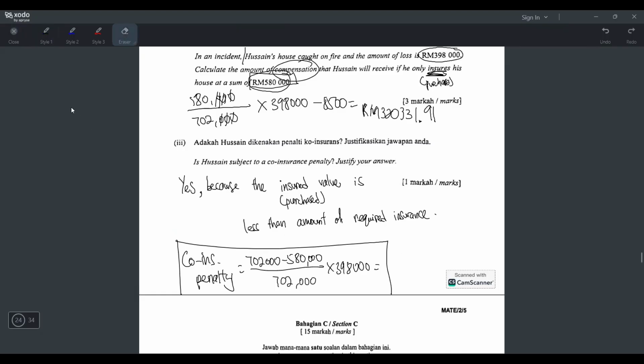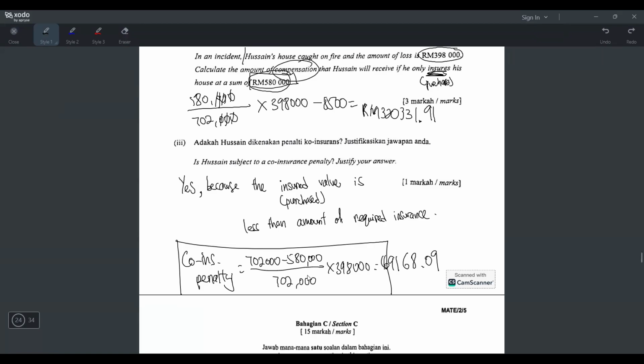And if you press this, you get the answer. Okay, let's press. 702,000 minus 580,000 divide 702,000 times 398. Okay, if you press everything correctly, you will get 69168.09. Okay, but this working you only do if they ask you to calculate the penalty. If they ask, then only you do this working. If no, then no need. So for this question, they actually never ask you to calculate the penalty. Okay, I just mention it to you so that you know how to calculate also.